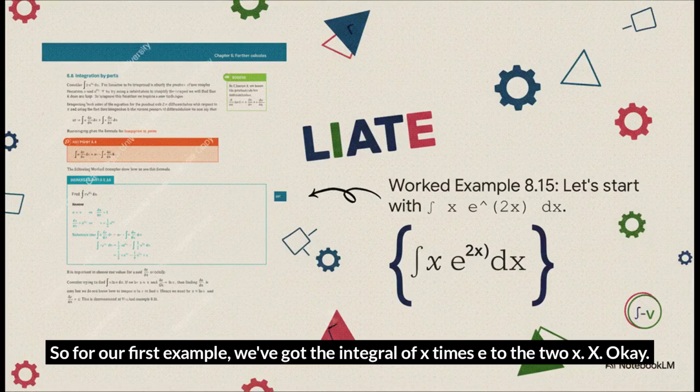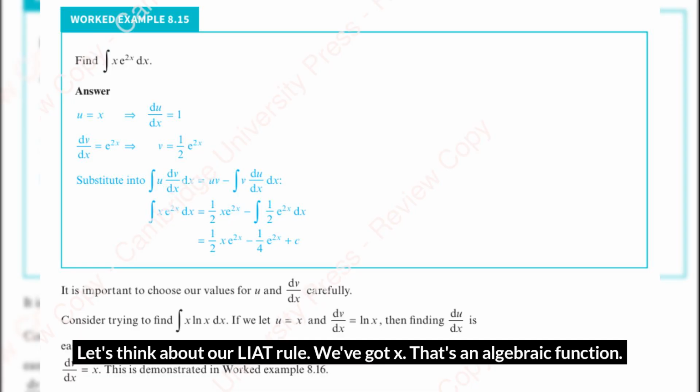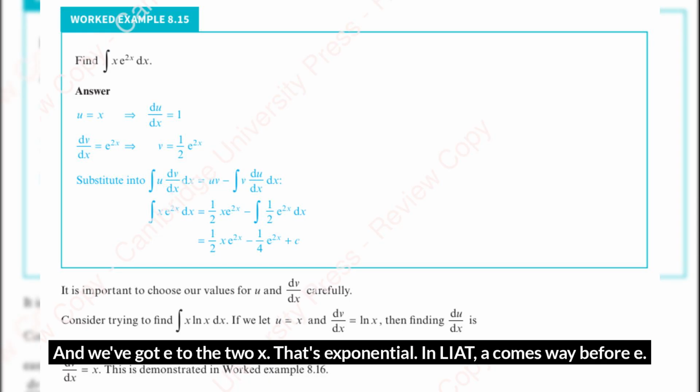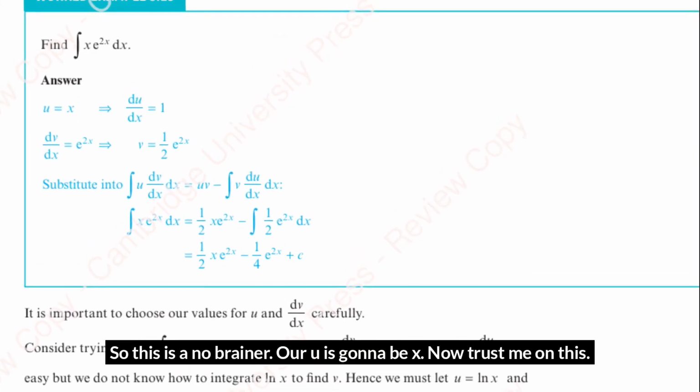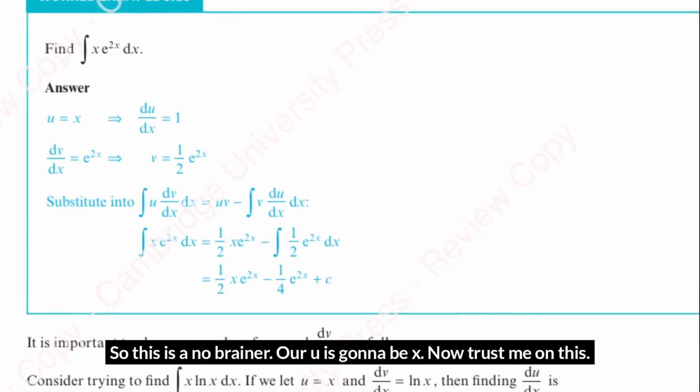So for our first example, we've got the integral of x times e to the 2x. Okay, let's think about our LIATE rule. We've got x, that's an algebraic function, and we've got e to the 2x, that's exponential. In LIATE, A comes way before E. So this is a no-brainer. Our u is going to be x.